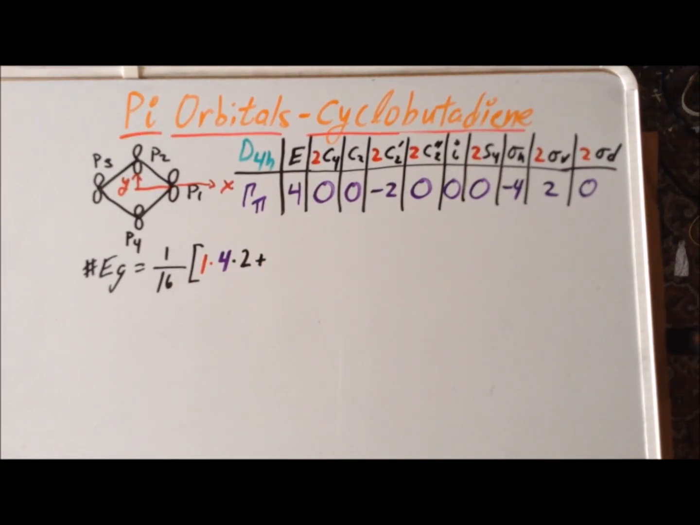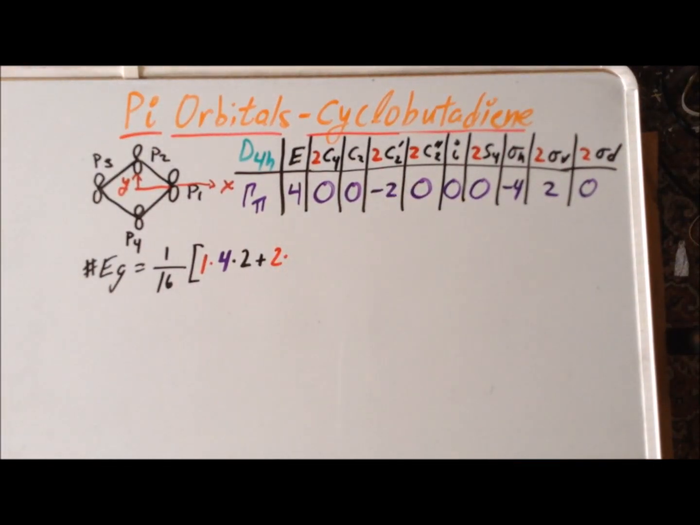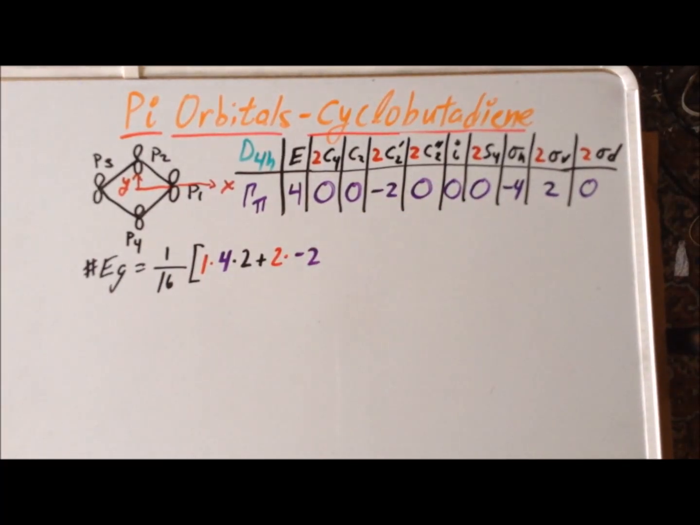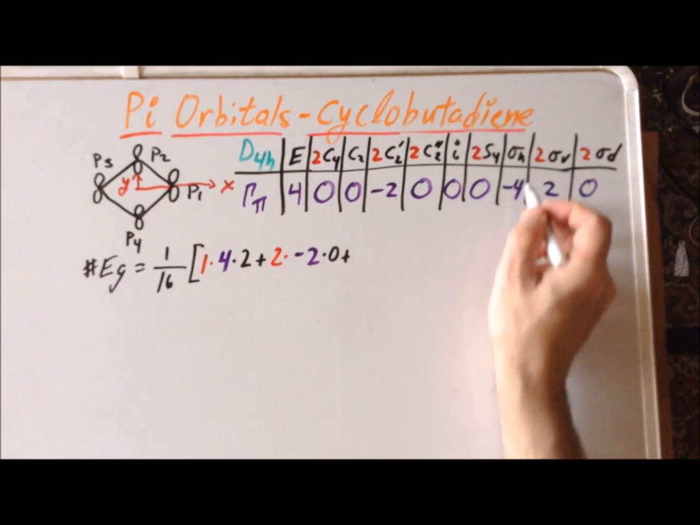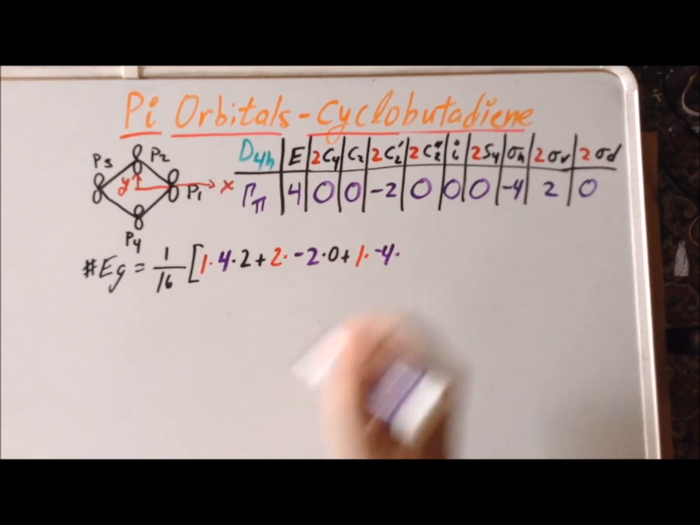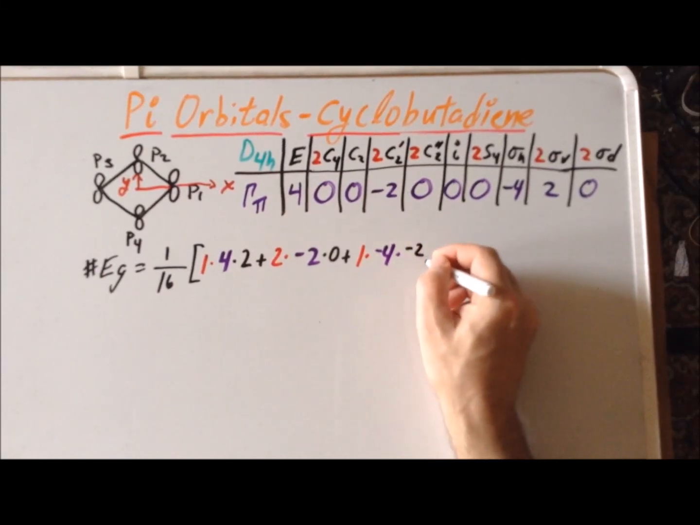Our next non-zero factor here is we have 2 symmetry operations. The character from the reducible representation is a -2. And the character from the irreducible representation is a 0. Now for sigma h, there is 1 symmetry operation in that class, so we have a 1. The character from the reducible representation is a -4, and the character from the irreducible representation, Eg, is a -2.